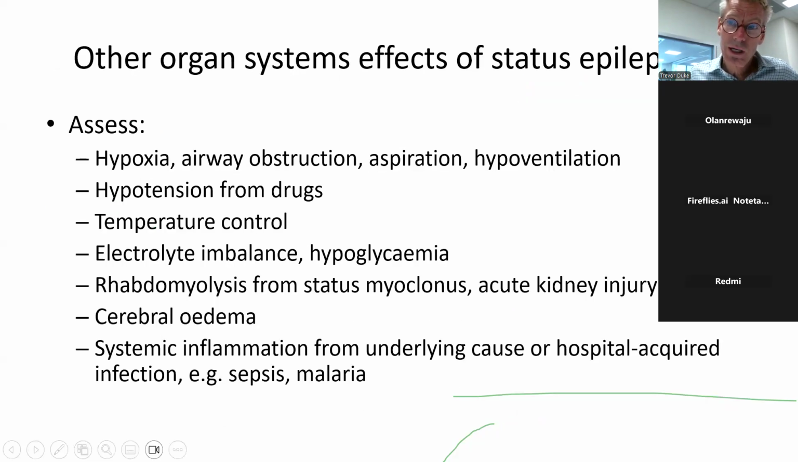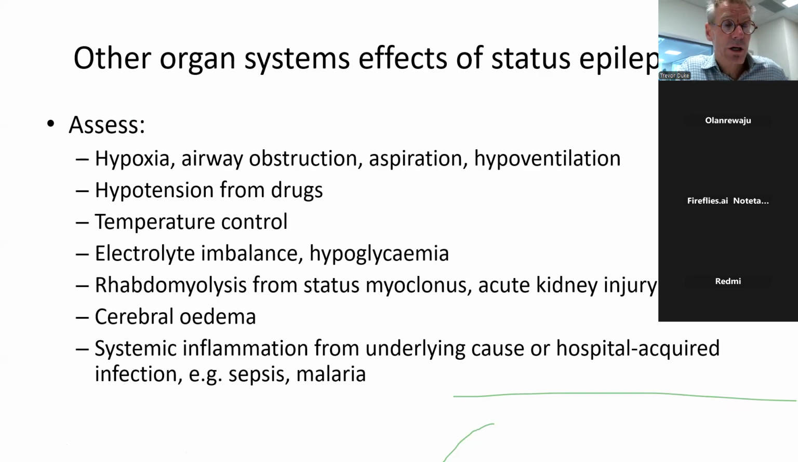Repeatedly examine them. If a child's got ongoing seizures, then it's really important that you look at other organ systems for the effects of those seizures. We've talked about the airway and the breathing ones, but remember, circulation can be impaired in children with status epilepticus because of the drugs that they receive.